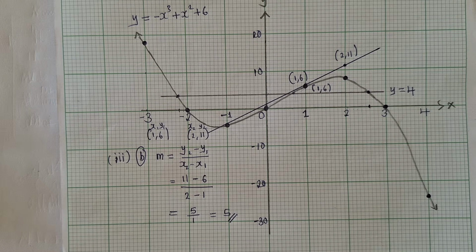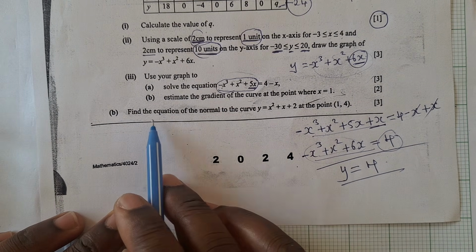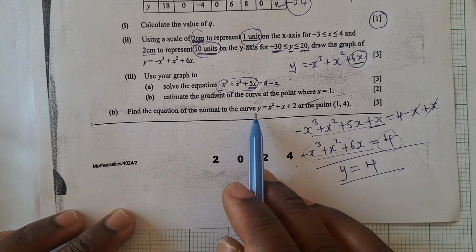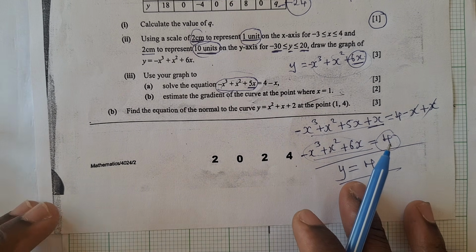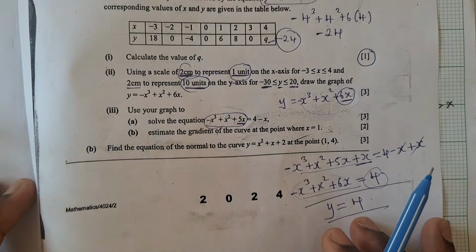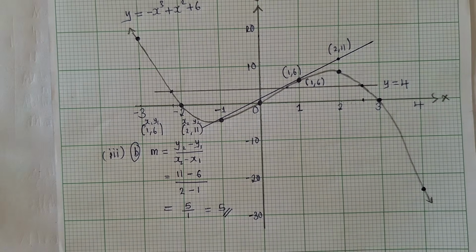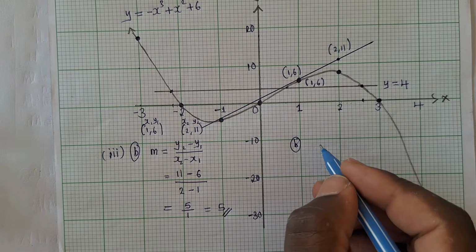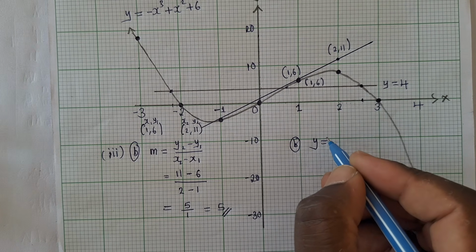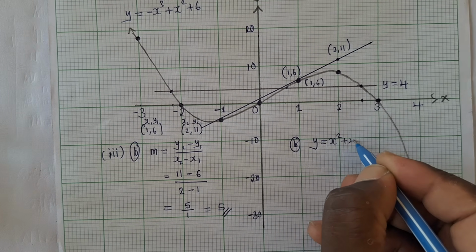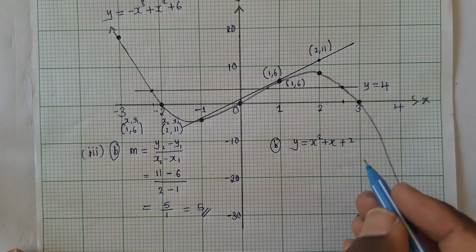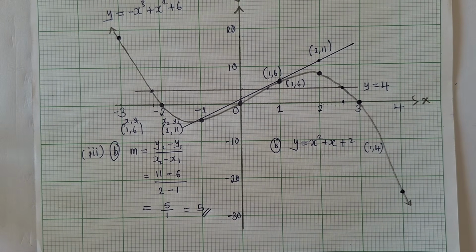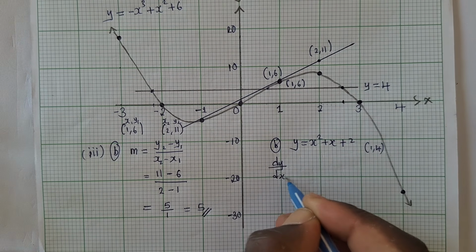We now go to the last question. Our last question says, find the equation normal to the curve y is equal to x squared plus x plus 2 at the point 1,4. Okay, so let me do this. This is question B. The given equation is y equals x squared plus x plus 2, and the point is 1,4.